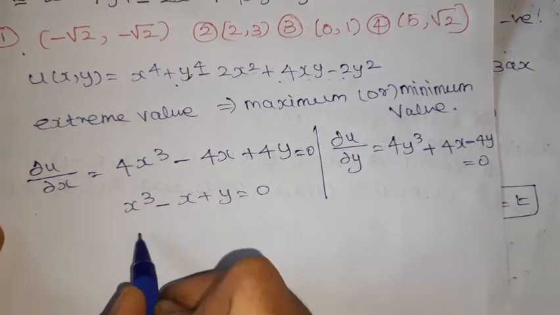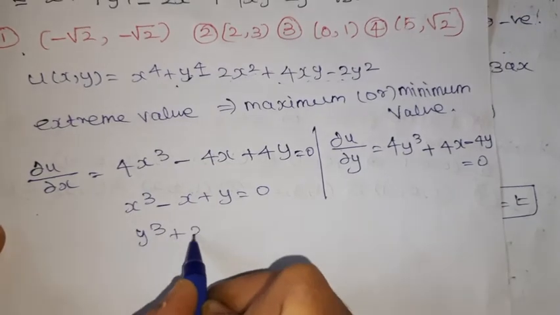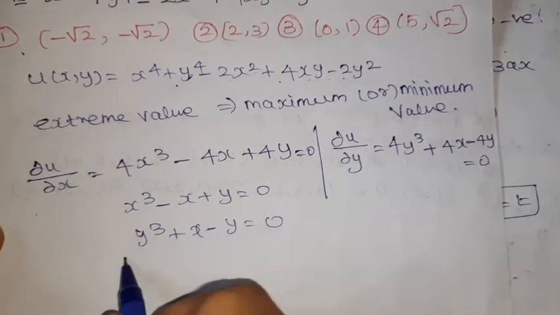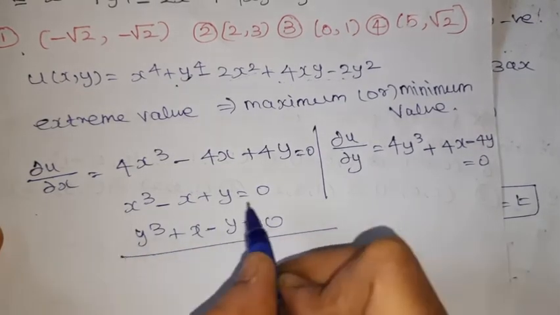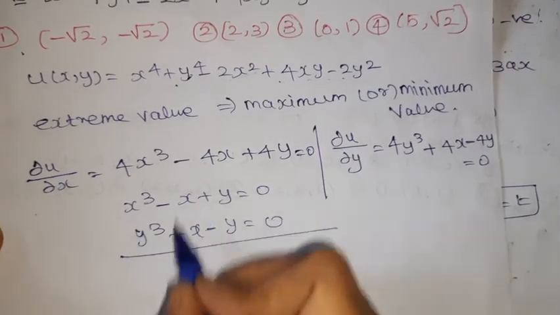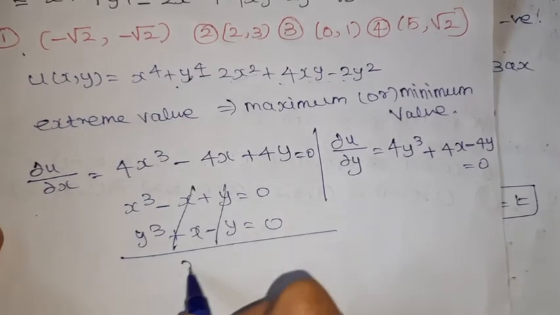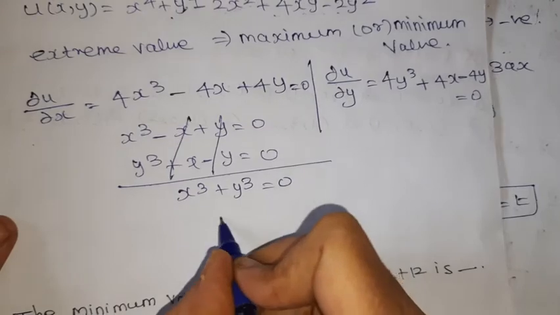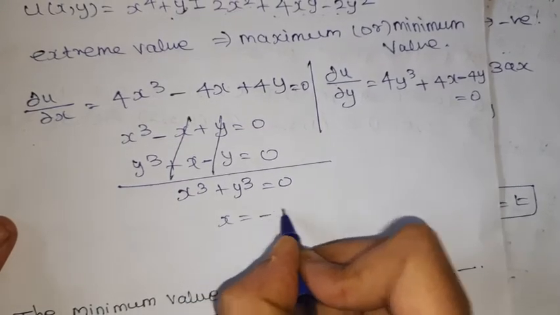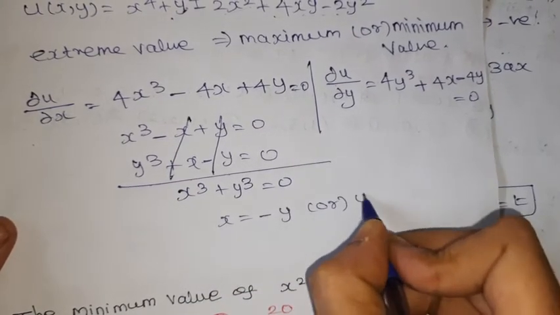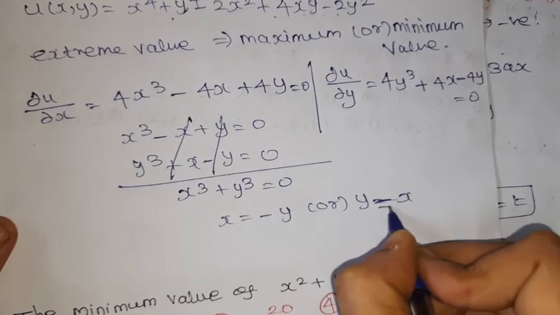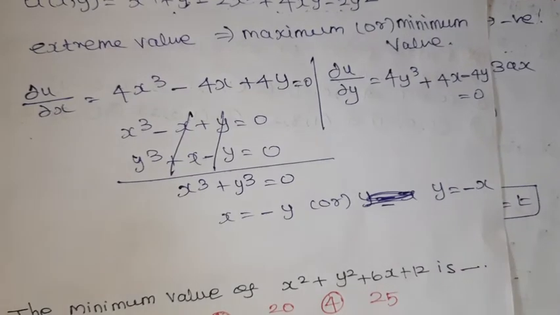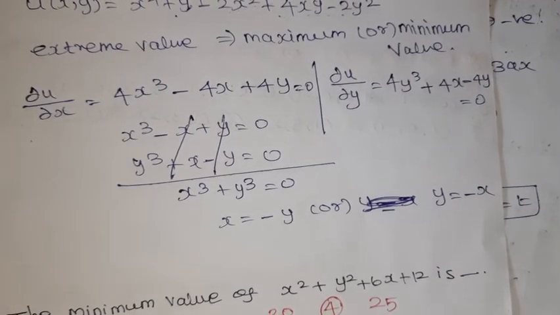For the other equation: y cube plus x minus y equals 0. So what do we get? Adding equations 1 and 2, we get x cube plus y cube equals 0, so x equals minus y, or y equals minus x.